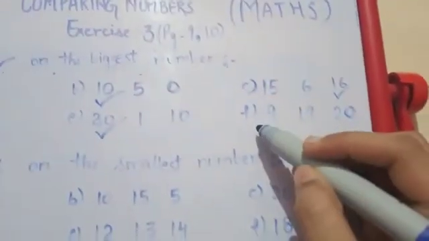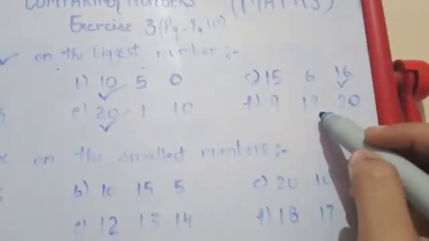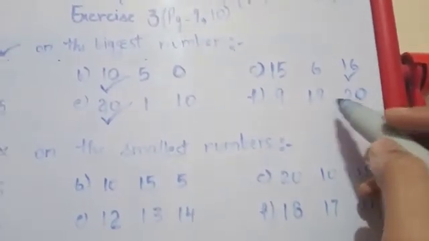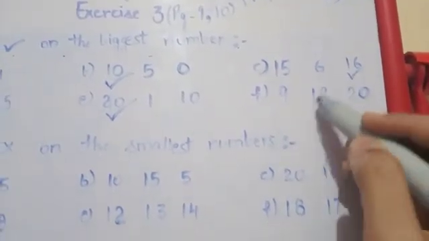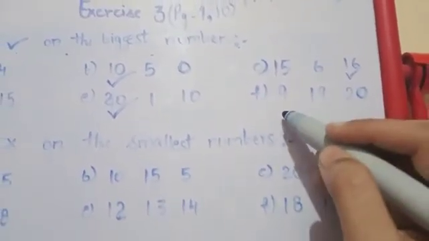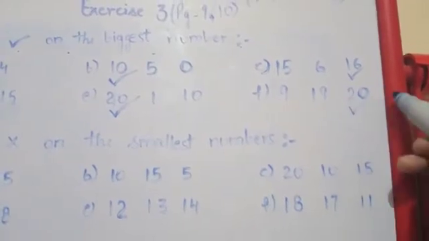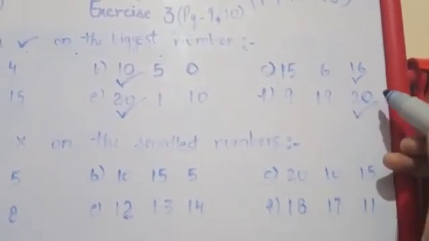Now come on part F. That is 9, 19 and 20. We have to find the biggest number in these 3. Yes, 20 is the biggest number. So you will put tick on 20.